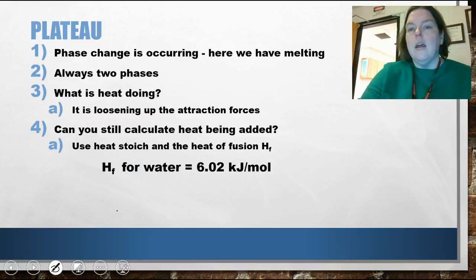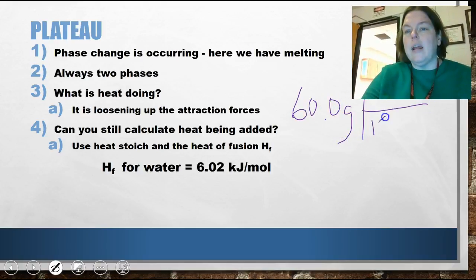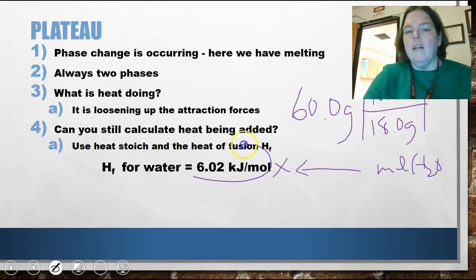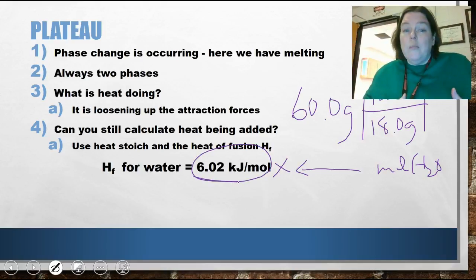So let's say if we had 60.0 grams of water, we'd take that and divide by 18 grams. It's over 1 mole. And I'd get the number of moles of water that I had. And I would take that number of moles of water and I would multiply it by the heat of fusion, because now I'm going to be able to calculate the Q at that point. I don't need a temperature change. All I need to know is the amount of water, the grams of water that I have, and I need to know the heat of fusion, which we have right here, 6.02 kilojoules per mole.